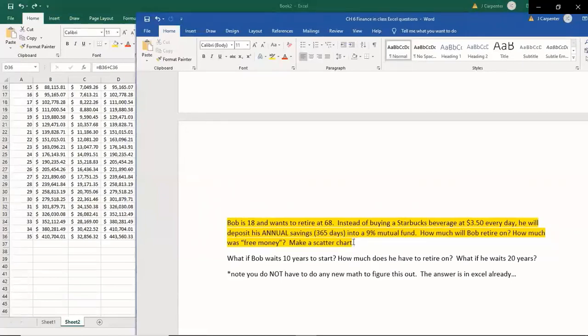How much was free money? Make your scatter chart, make an analysis, think about if that Starbucks coffee is still worth it. Then ultimately, what if Bob starts at 28? What if Bob starts at 38? What is the effect of waiting 10 years? Because so many of us go, nah, I don't need to start doing this now. If I wait 10 years, it's not going to have that much of an effect on me. Oh boy, are you wrong. Every 10 years is a significant effect in how much money you need to be putting away to get that same goal. All right, so let's get it.